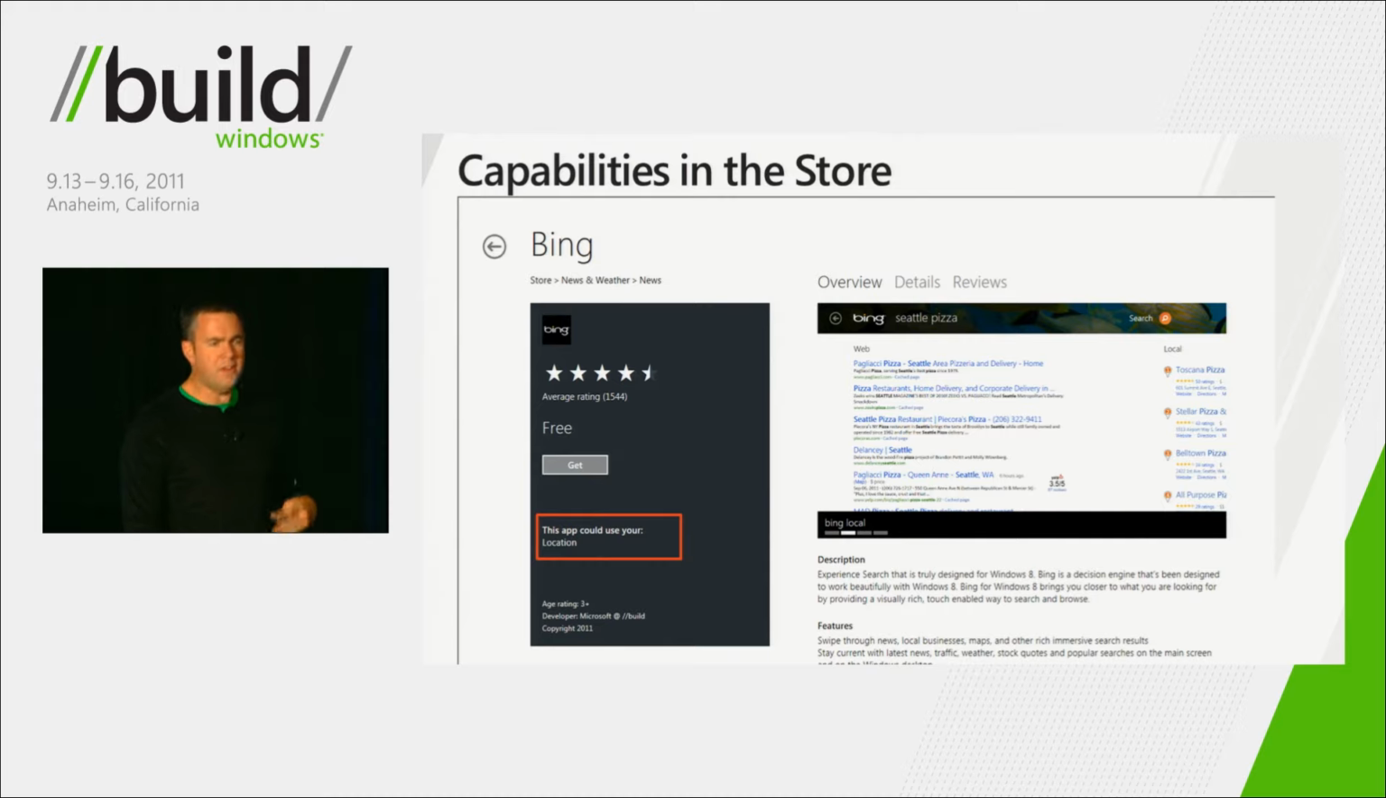Because capabilities are explicitly declared in the manifest, the App Store informs the user before they download an app what an app is requesting to use. So here you can see the Bing app in the store. The red box there indicates that the Bing app wants to use your GPS location.